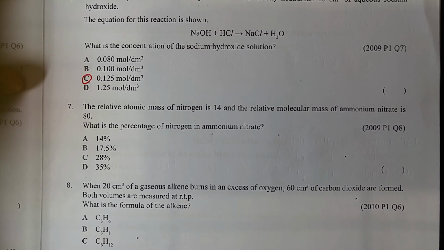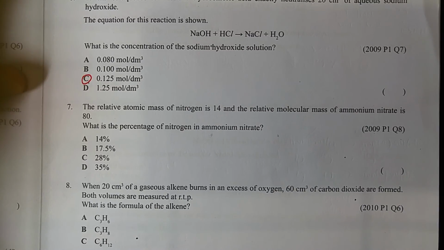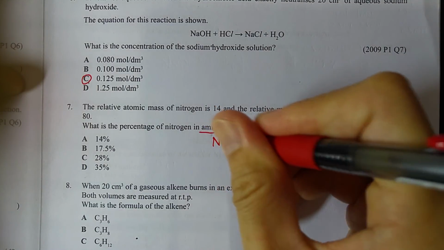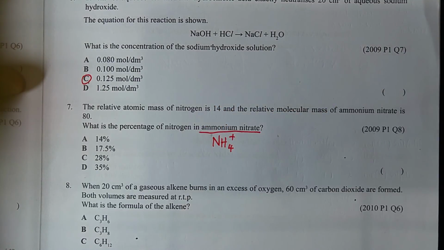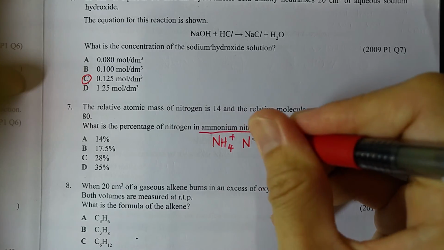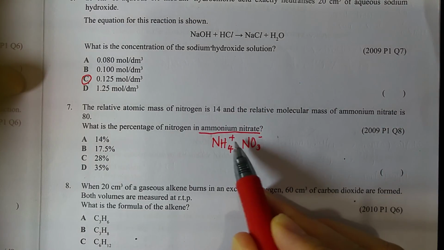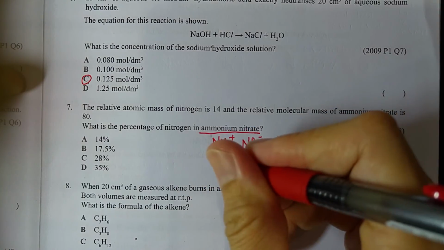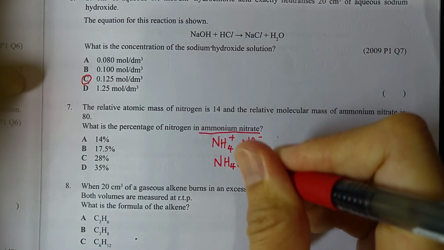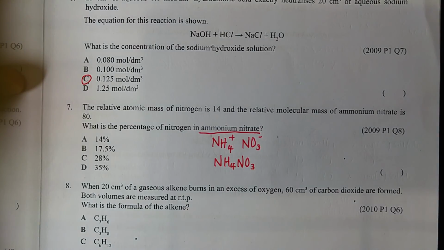Next question. The relative atomic mass of nitrogen is 14 and the relative molecular mass of ammonium nitrate is 80. What is the percentage of nitrogen in ammonium nitrate? First of all, you need to know the formula for ammonium nitrate. The ammonium ion formula is NH4 plus, nitrate is NO3 minus. So the charges are the same, so you just combine them together. This would be the formula for ammonium nitrate.